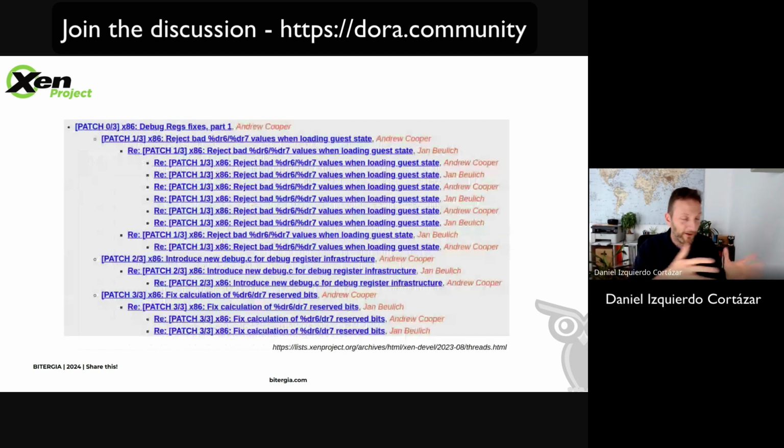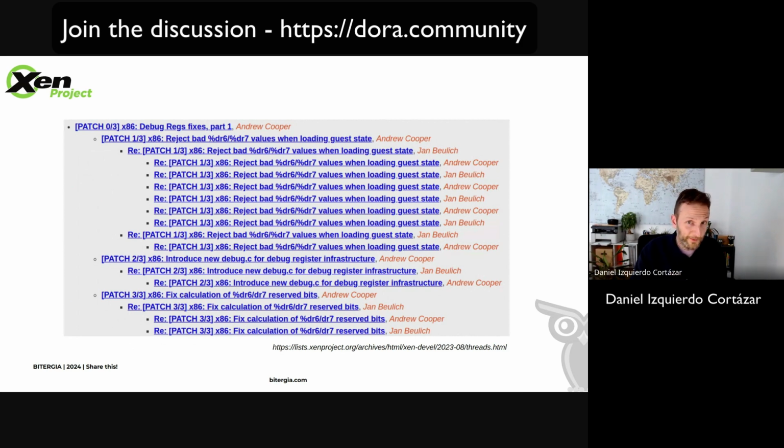So this is an example of this process in the mailing list. This is a thread for a given patch series, in this case a patch series of 3 specific patches. And you can see that for some of them at the beginning, there are some discussions happening. So this is how code review happens in the same community.